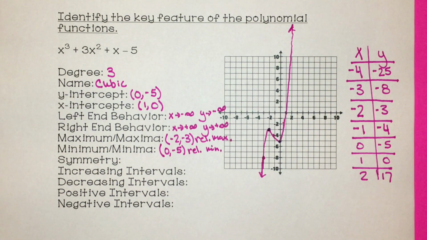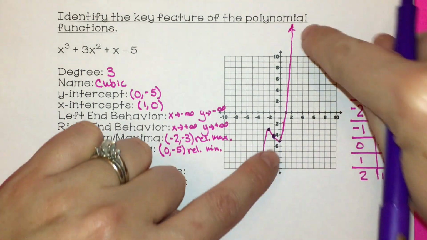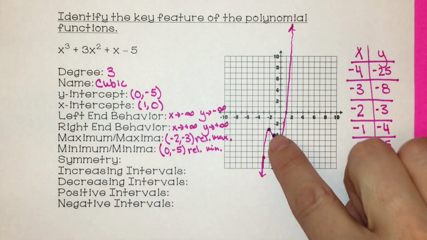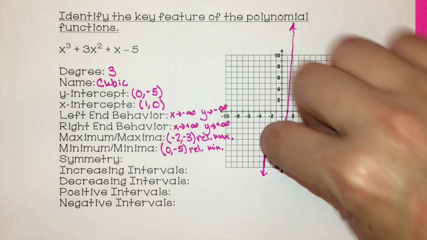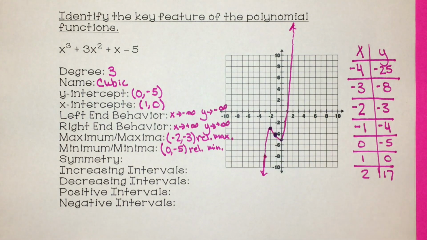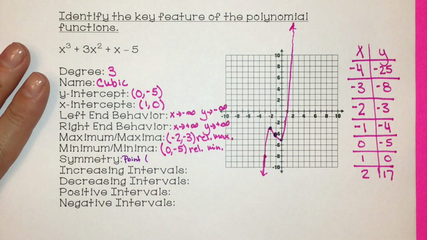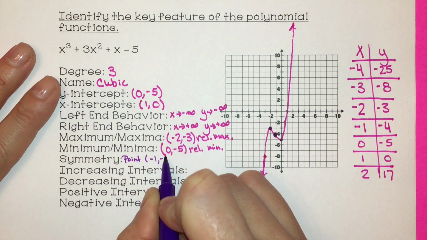Okay, symmetry. I know it's not a line of symmetry because I can't fold it on itself, but if I look at this point right here and I rotated one end of my graph around that, it would be a mirror image on this side. Or if I rotated this one up, it would go right over that point. So this is our point of symmetry. So it is a point, and that point is where x is -1, y is -4.